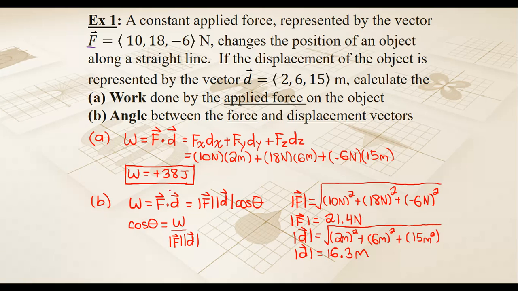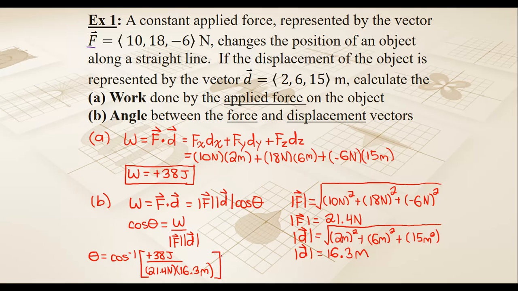Now I want to calculate the value of theta. I know the work is positive 38 joules, I know the magnitude of the force, and I know the magnitude of the displacement. So I just plug numbers into the equation. Theta would be equal to the inverse cosine of W, which is positive 38 joules, divided by the force, 21.4 newtons, multiplied by 16.3 meters.